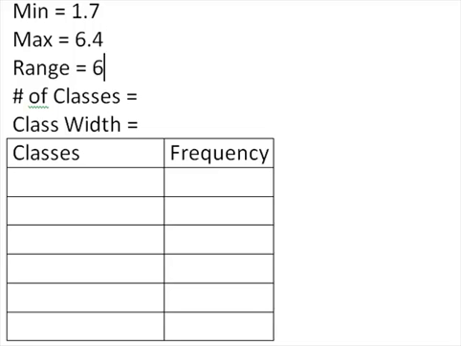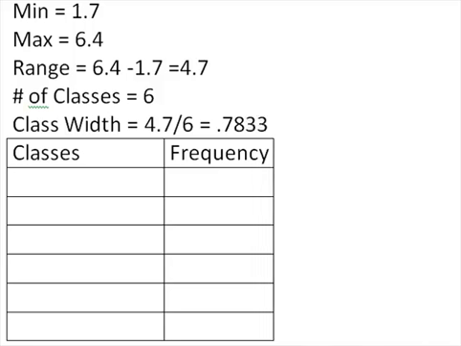The range then is 6.4 minus 1.7, which is 4.7. If we're interested in 6 classes, then the class width would be 4.7 divided by 6, which equals 0.78333. So we always round up.